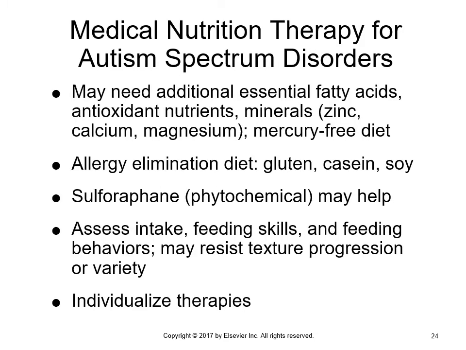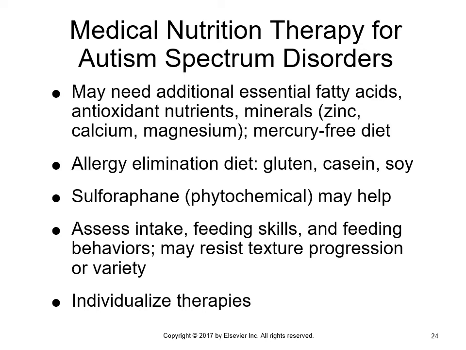So nutrition considerations for autism spectrum disorder. They may need additional essential fatty acids, antioxidant nutrients, minerals such as zinc, calcium, and magnesium, and careful monitoring to minimize mercury intake. Again, you've seen the focus on allergy and on gluten, casein, and soy, which has very mixed results. Sulforaphane, which is a phytochemical, may help.